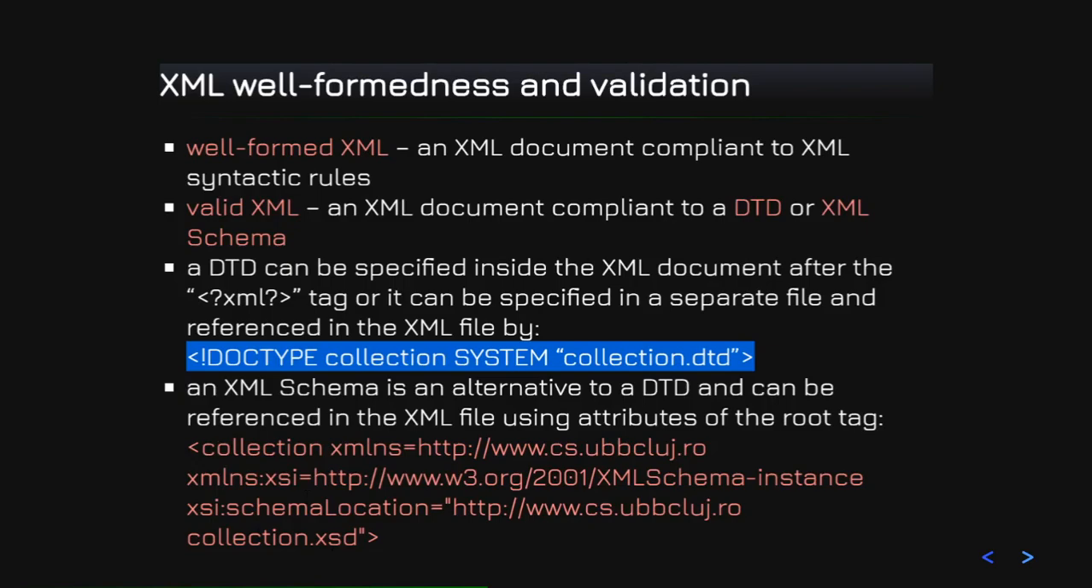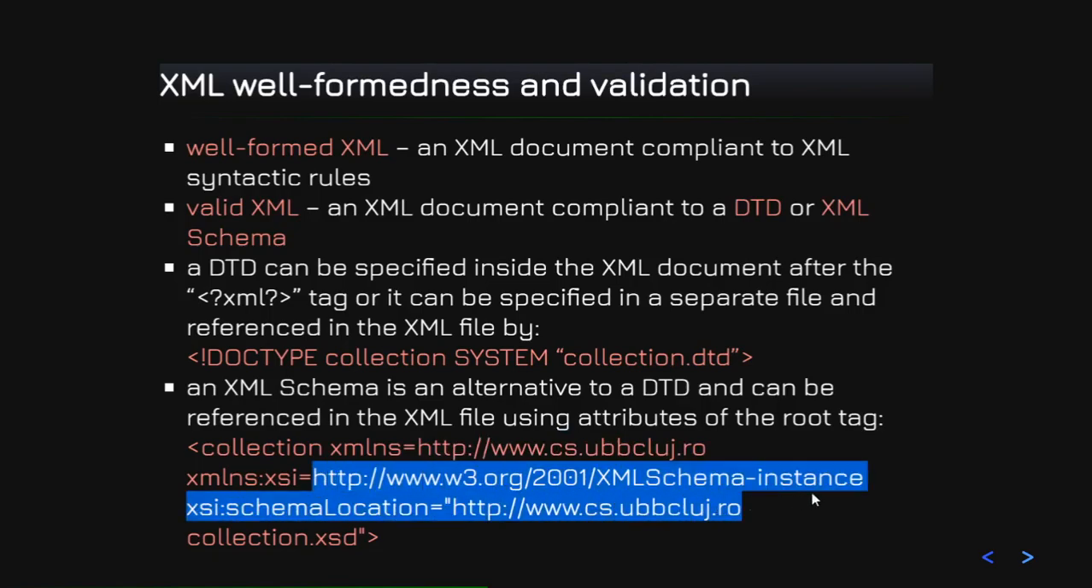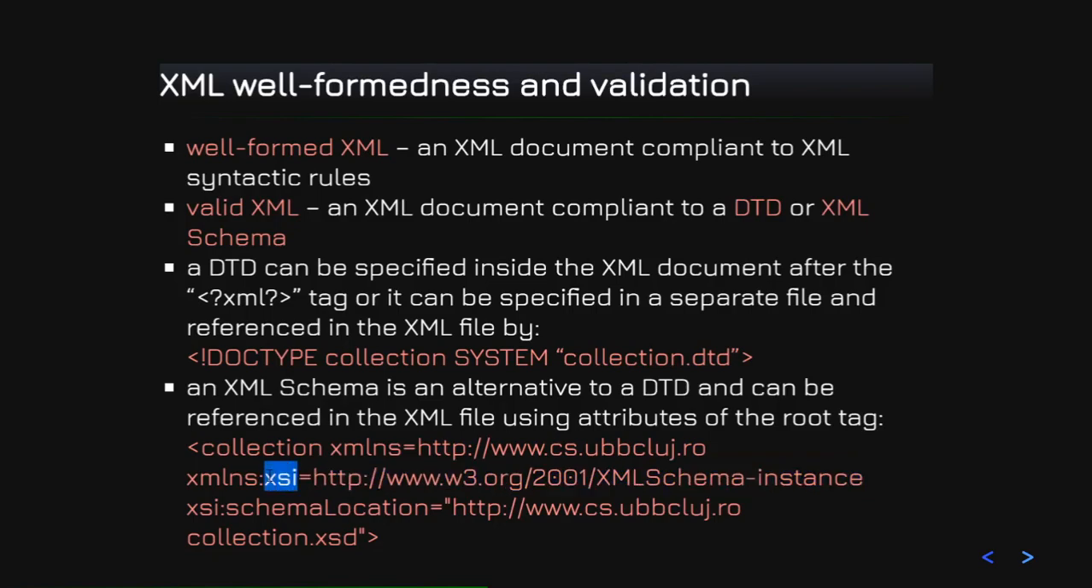So using attributes of the root tag of the current XML document, we just specify a default namespace here. And this is the namespace for all the tags that have this XSI prefix, and this is the schema defined for the current document. This one. Sorry, this one. Yeah, like this.